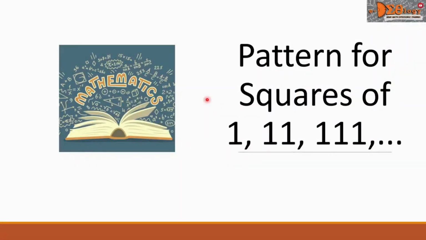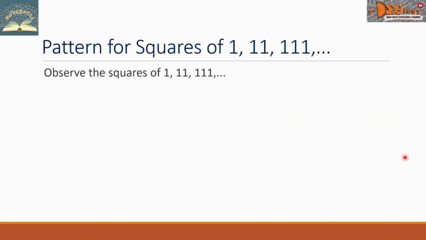Hi everyone. Today we're going to study pattern for squares of 1, 11, 111, and so on. Observe the squares of 1, 11, 111, and so on. Let's begin with 1 square. The answer is 1. Next, 11 square. The answer is 121. And we write the answer this way.